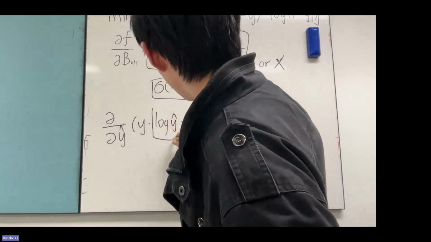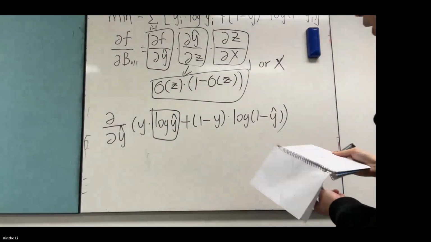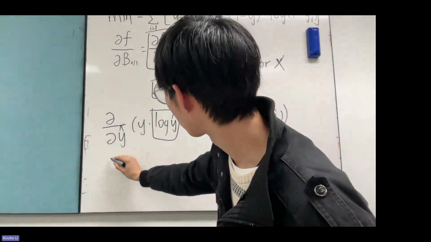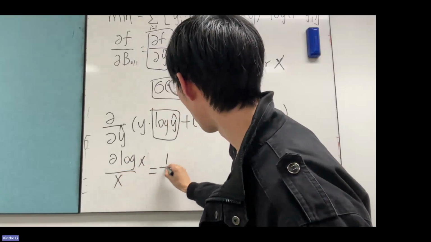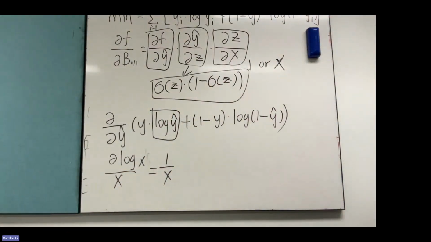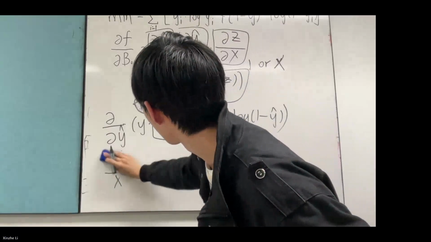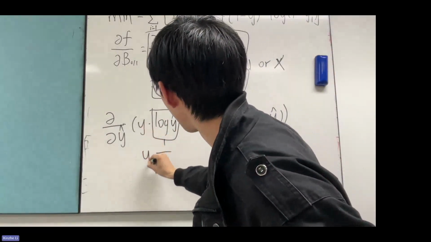To resolve this, we need to know the derivative of the log function. Let me check. Yes, the derivative of log x equals 1 over x. So now we can get the result. Here it is y hat, not x, so it's 1 over y hat. This is a constant, so I put the constant here.